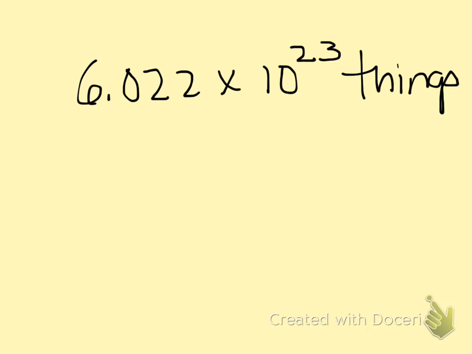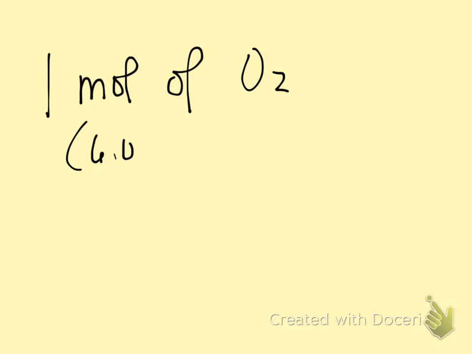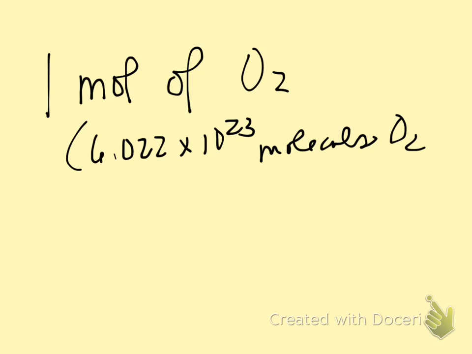Well, that's fascinating, Moser, but what does it have to do with gas stuff? Would you believe me if I told you that 1 mole of O2, which remember is that many things, 6.022 times 10 to the 23rd molecules of O2, at standard temperature and pressure, has a known and predictable volume.